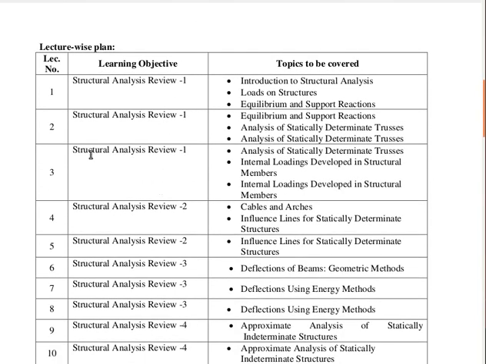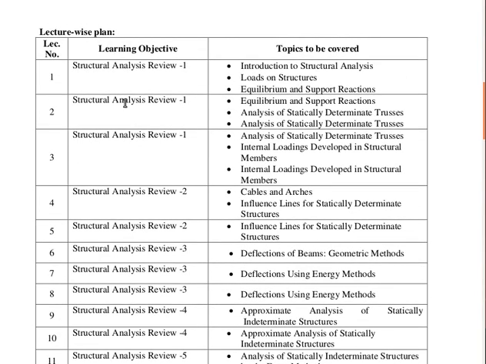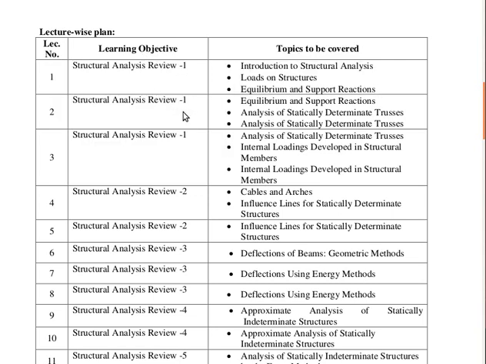Now let's discuss the lecture-wise plans. For the first 15 lectures we devote time to basic structural analysis. You may have missed some classes, or some concept may not have been clear at that time. So we will discuss all the basic structural analysis you have studied, and if some portion was missed, that also we will discuss.